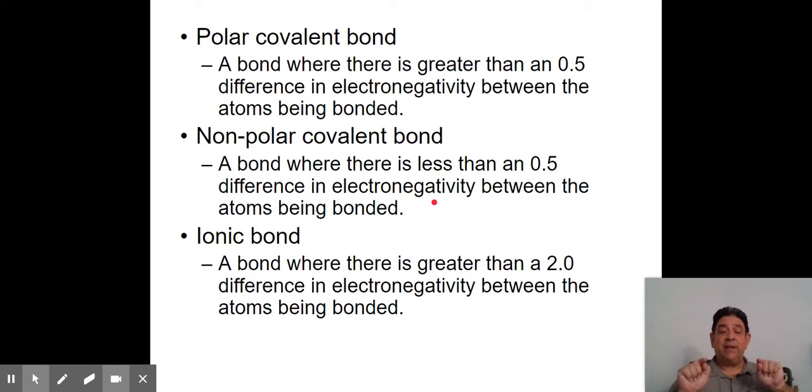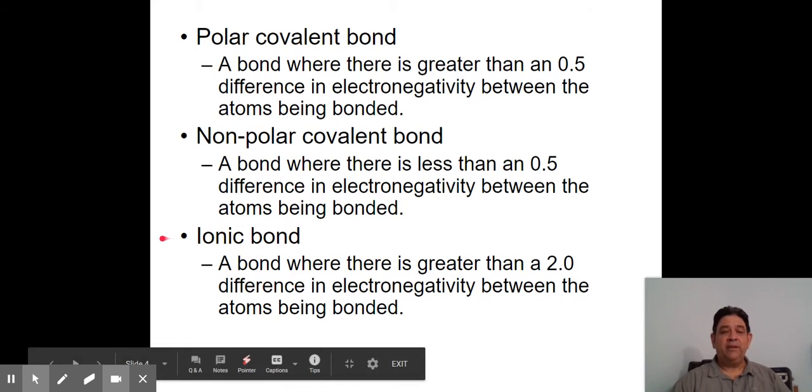Two atoms of the same element have the same electronegativity. If they're different elements, but their electronegativity differs by less than 0.5, then that's also non-polar.